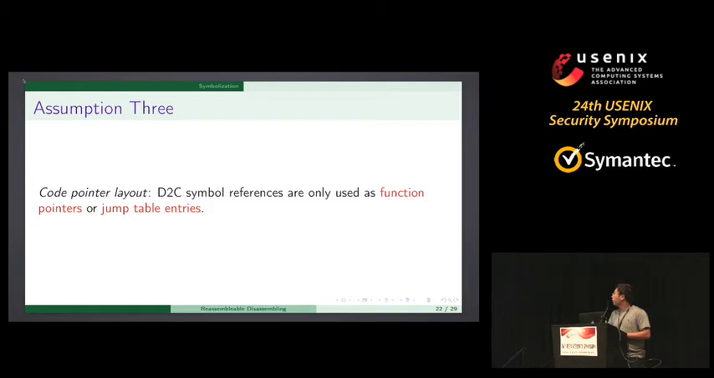Our third assumption is called code pointer layout. In this assumption, we assume any suspicious data to code memory address will only be used as a function pointer or a jump table entry. This means that by accepting this assumption, we will symbolize a memory address from data to code if it equals a function starting address or equals 1 entry of an identified jump table in the global data sections.